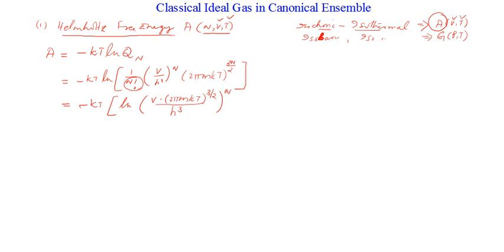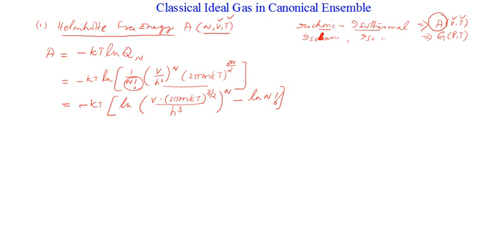So log a, kT is the common term, minus log N factorial. You know the benefit of this. Minus log N factorial, so log a by b. So this one is taken as a and the other one, N factorial, is taken as b. Log a minus log b. That's what I have used.